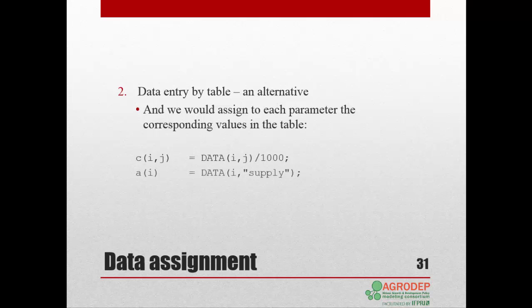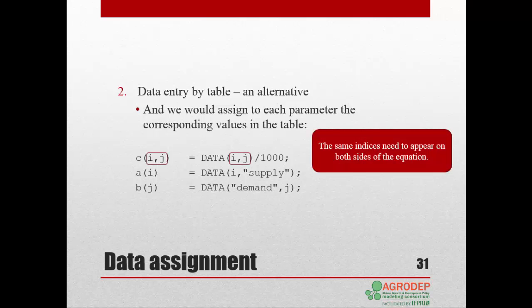We can then assign the value of each parameter based on the table content. Note that the same indices must appear on both sides of the equation. C being defined over I and J, the reference to the table must also contain I and J. The parameter A being defined over I, the reference to the table must also contain I. This is the case also for Bj. If the title of a column or row has not been previously declared, in other words, when the heading does not correspond to an element of a set, then the title appears in quotes.